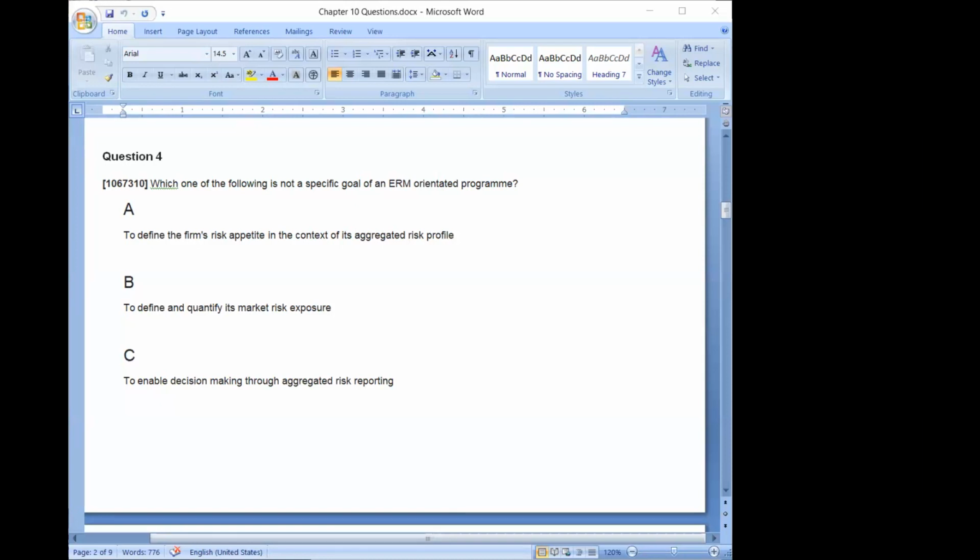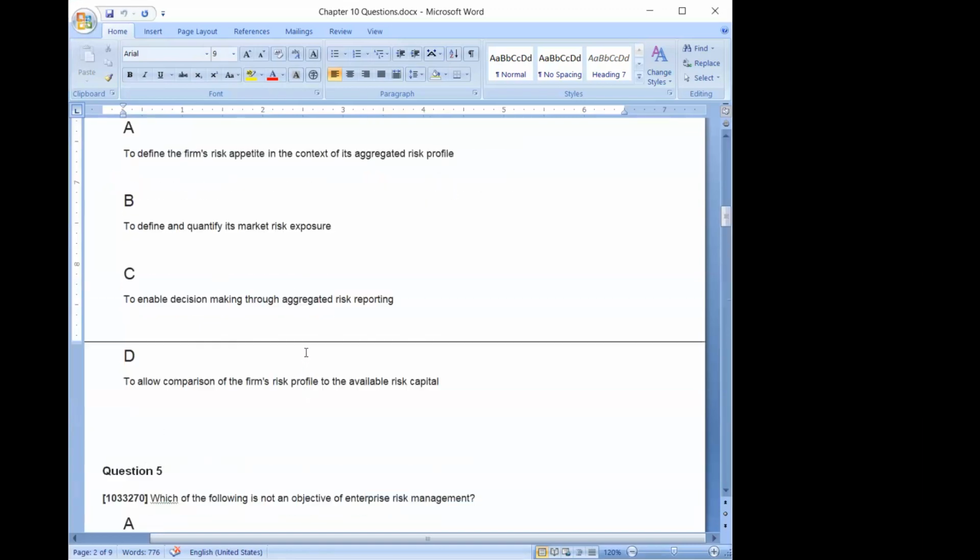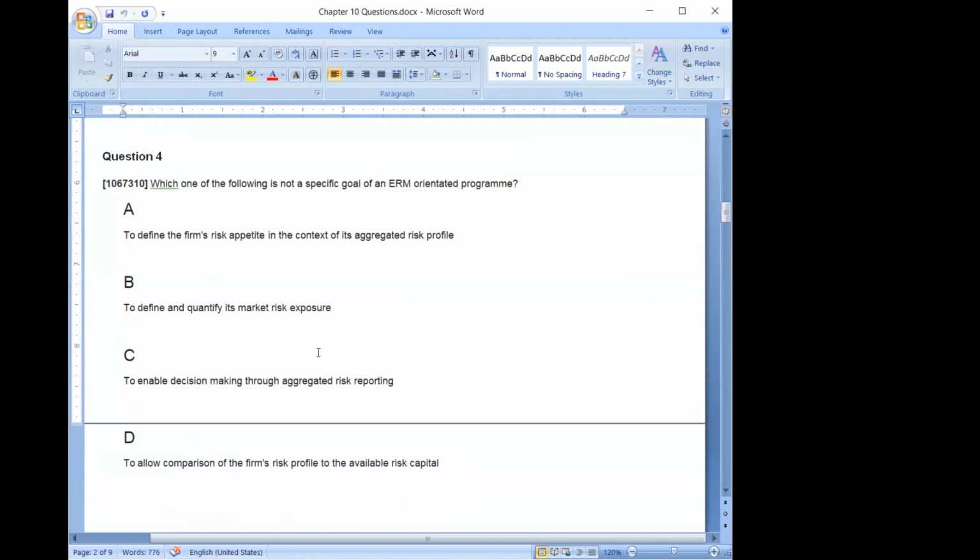Right, let's see. I've got 23 responses. Which of the following is not a specific goal of an ERM orientation program? Sorry, one answer is missing. My mistake. Anyway, the given answers are adequate to answer.